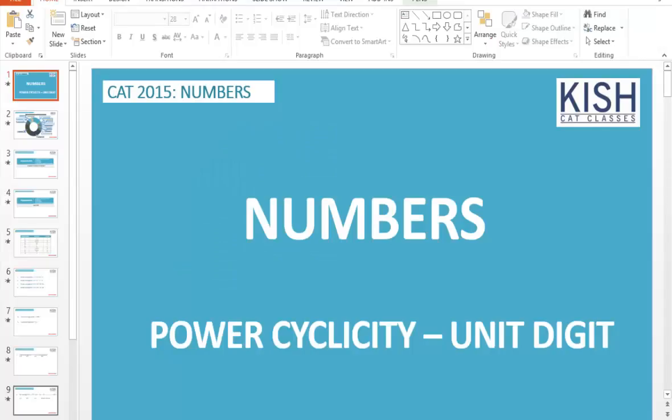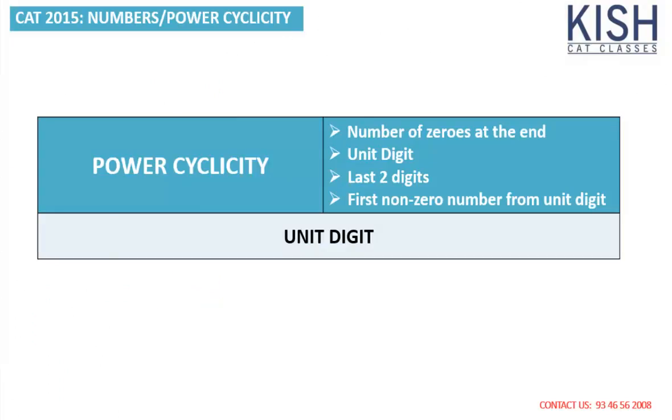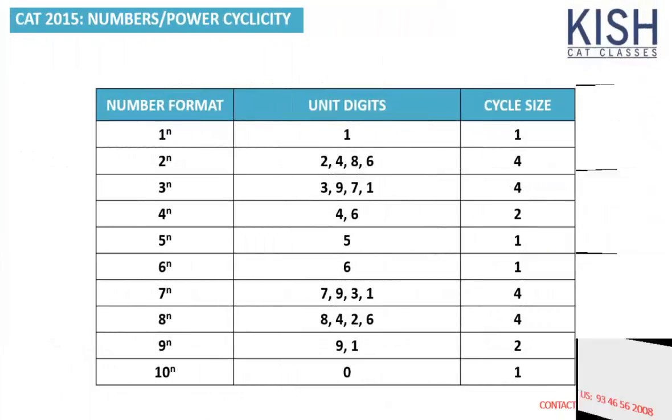This is the cycle. Now I'll show you. This is the entire one. 1 raised to n, we'll get unit digit 1 and its cycle size is 1. So I've written for all 1, 2, 3, 4, 5, 6, 7, 8, 9 and 10. I have written only for the first 10 numbers. This is not for 11, 12, 13. Let's see what really happens.